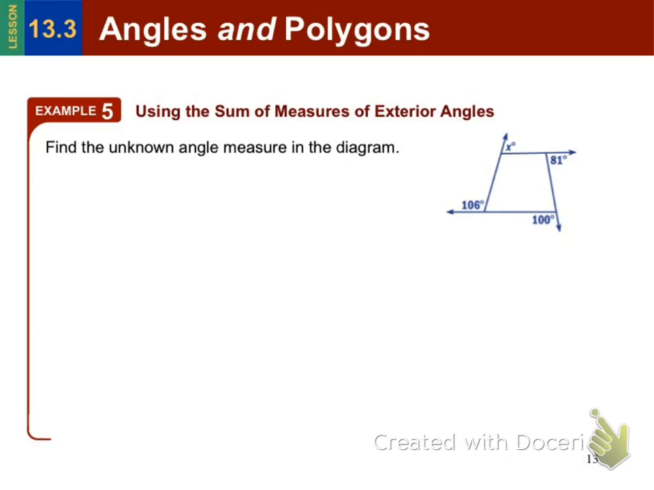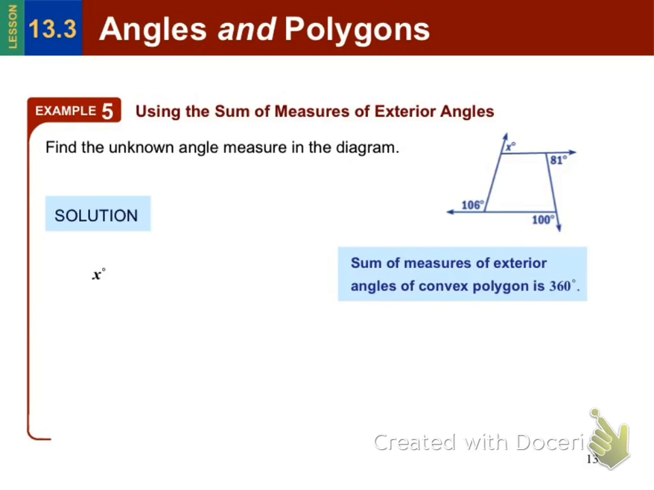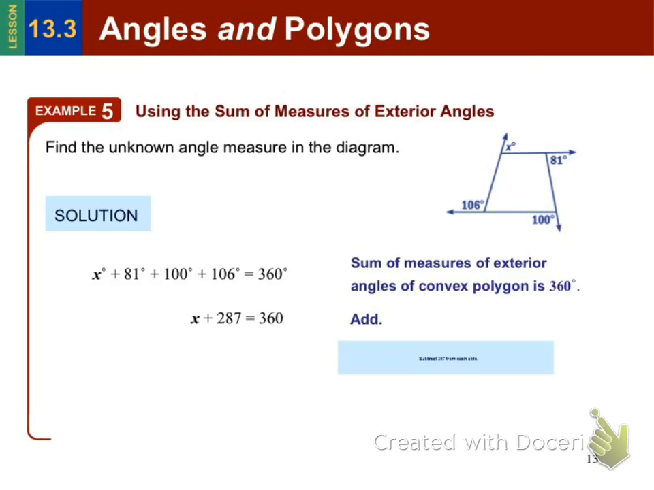We're going to find the unknown angle measure. We know that the sum of the exterior angles of any polygon is 360. So 106 degrees plus 100 degrees plus 81 degrees plus x must equal 360. Combine by adding like terms to find x.